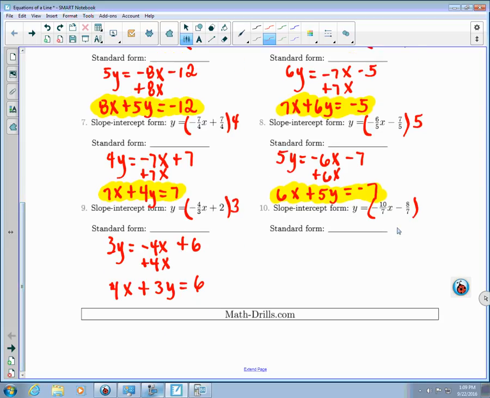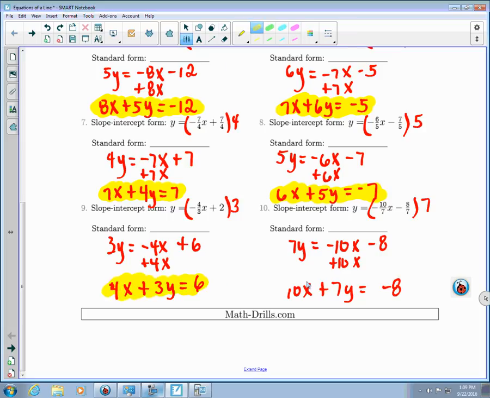Multiply by 7. Very good. So 7y equals negative 10x minus 8. I'm going to add 10x. So, oops. There you go. Thank you. 10x plus 7y equals negative 8. Alrighty. Yeah, I mean, it was a lot of them, but really, in reality, you didn't spend that much time with them, did you?